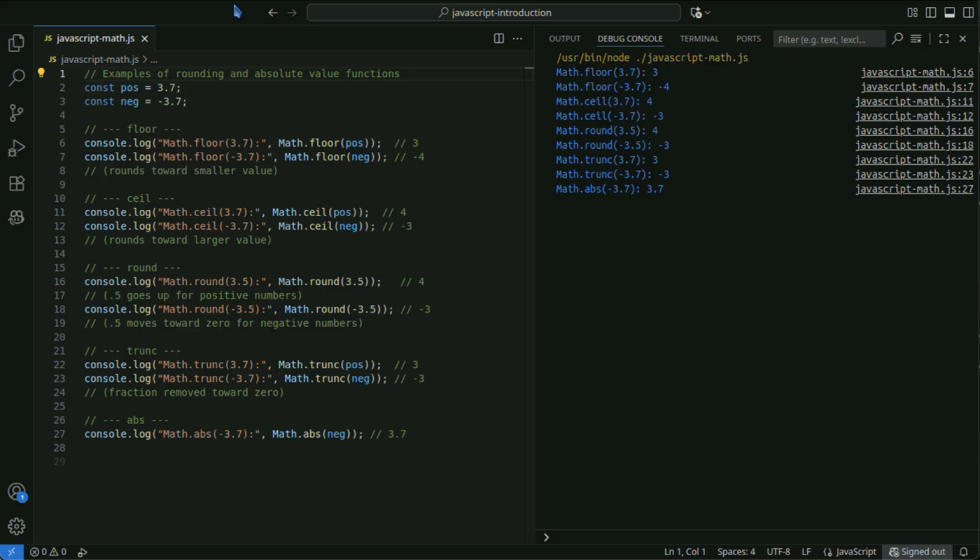Rounding functions should be selected according to the use case. For example, use Math.floor for index calculations, Math.ceil for upper limits, and Math.trunc when you just want to drop the decimal part.